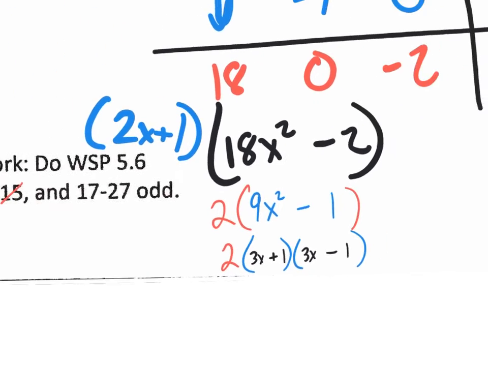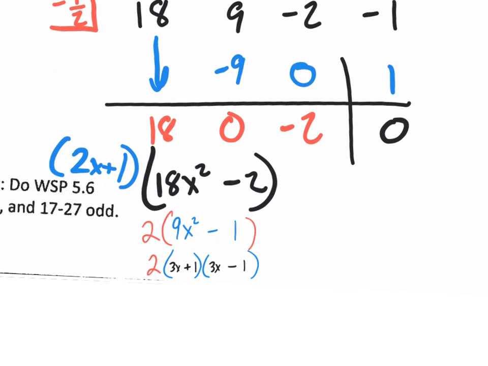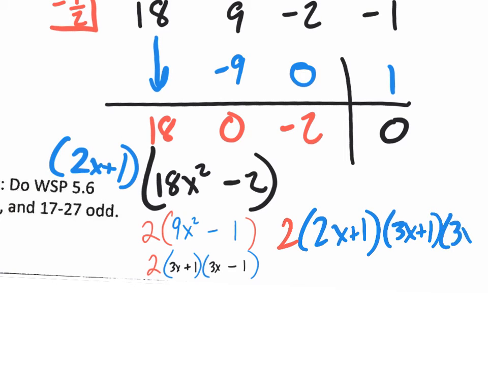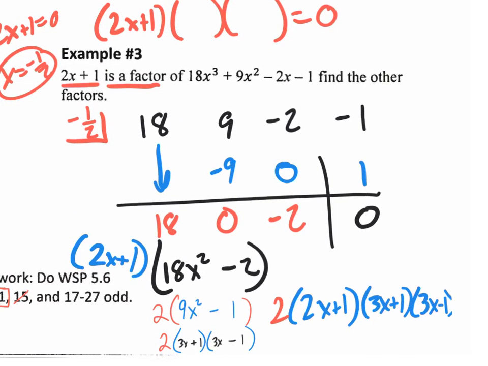So we could completely rewrite this in factored form. We have the 2x plus 1 that they told us was a factor. We also have the 2 that I'm going to put out in front. And we also have the 3x plus 1 and the 3x minus 1. If you were to distribute the 2 and then distribute and combine like terms, it would take you back to the original polynomial of 18x to the third plus 9x squared minus 2x minus 1.